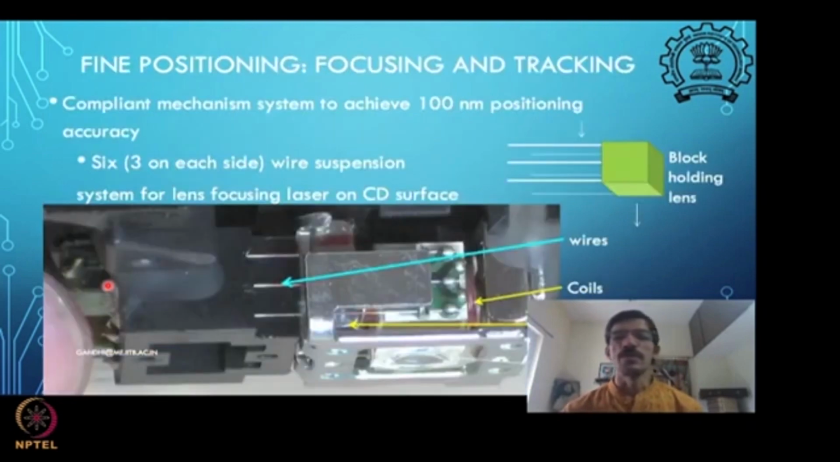We will start looking at it. If you see the head, you'll find there is this block, which is held by these wires, and you see these are the wires up here. This is a block, and the block has a lens inside it. So the lens moves in the up and down direction, which is the focusing direction. This block can move up and down.